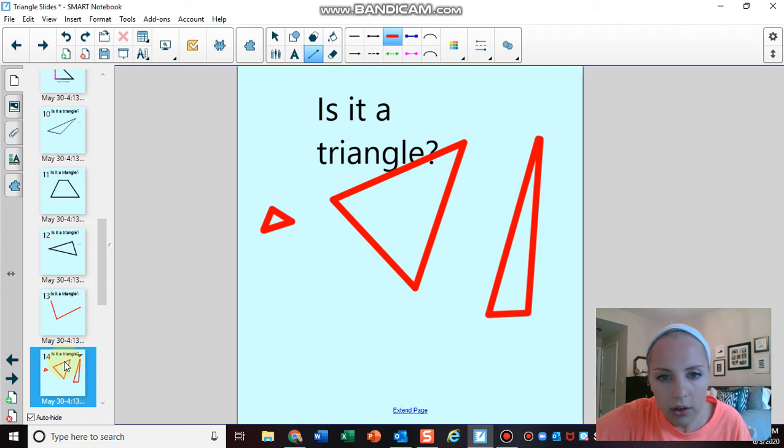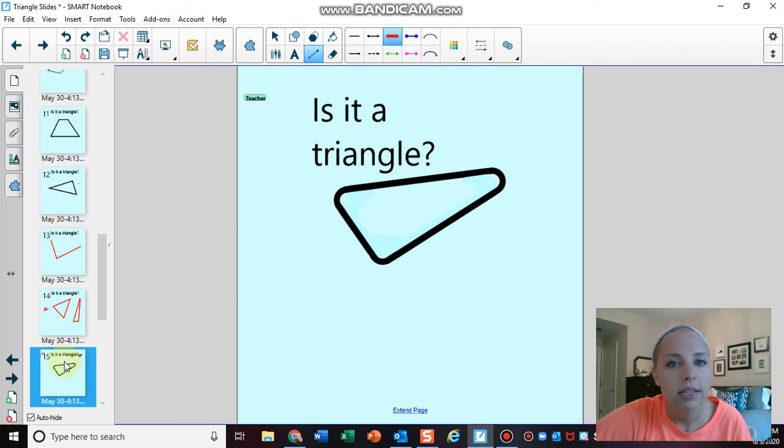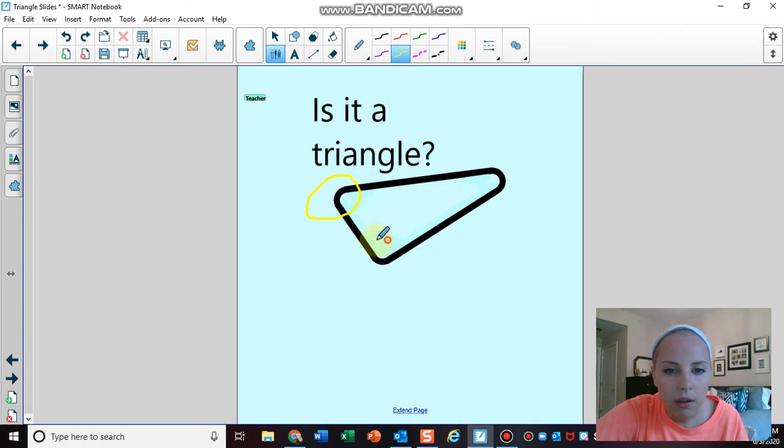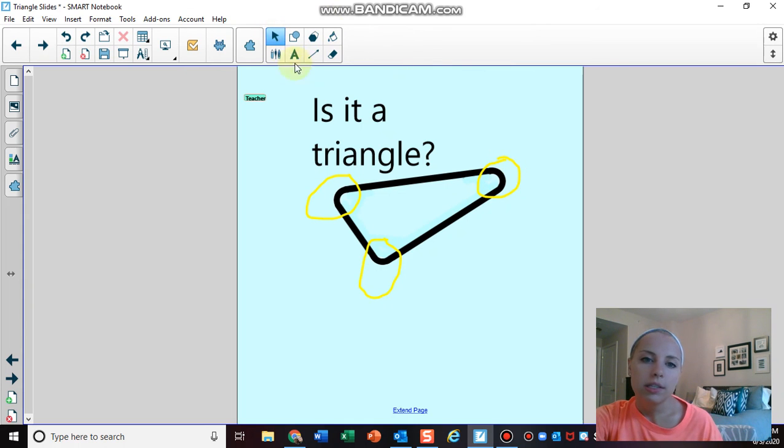All right, are these triangles? Yes, they are. They all have three sides and three angles. Okay, this is one of those other tricky ones. As you can see, it kind of looks like a triangle, but look at these corners. They are curved, so they're not angular. They're not angles. So this is actually not a triangle. It's just a figure.